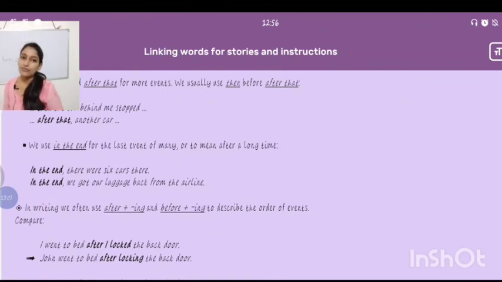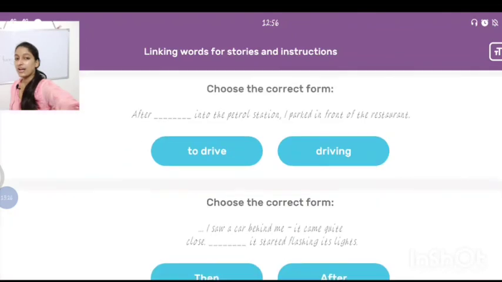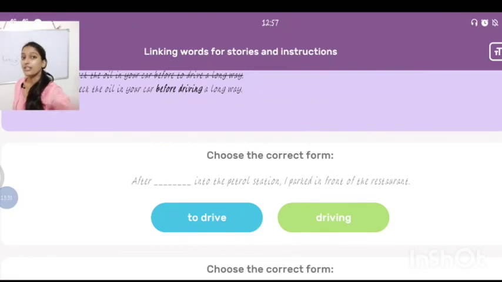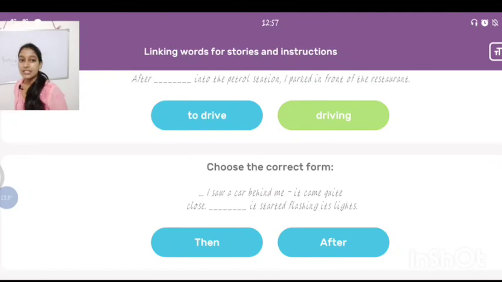In writing we often use after plus ing and before plus ing to describe the order of events. I went to bed after I locked the door. John went to bed after locking the door. Don't use to infinitive after, before and that. After driving into the petrol, अभी देखा टू इन्फिनेटिव नहीं यूज करना है. I saw a car behind me. It came quite close after it started flashing its lights. Then it started flashing its light.